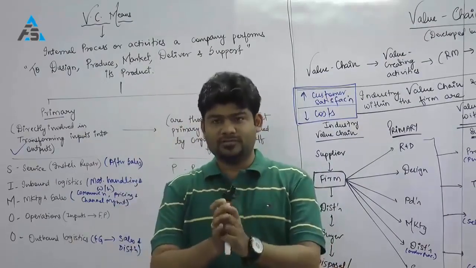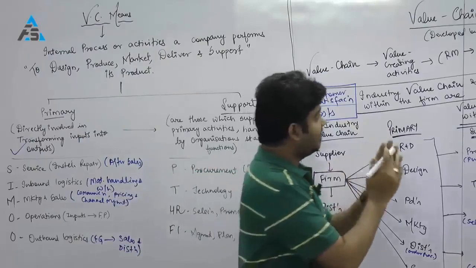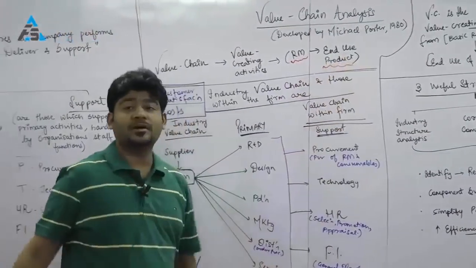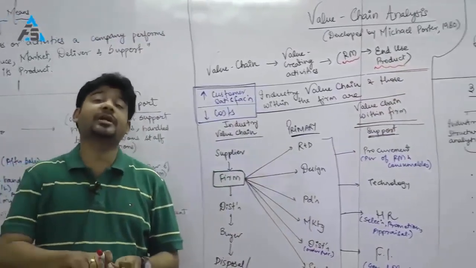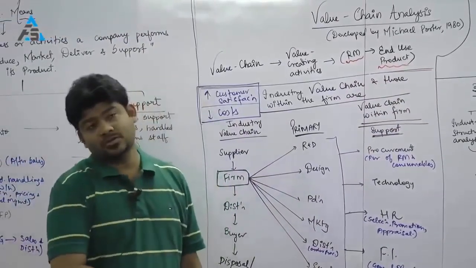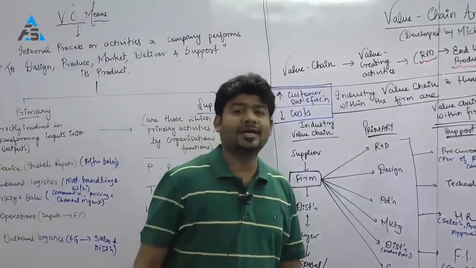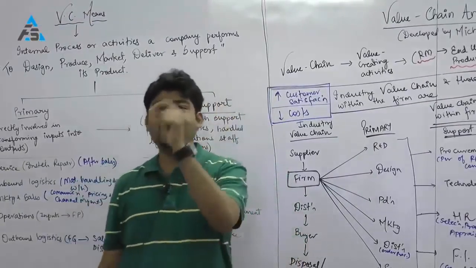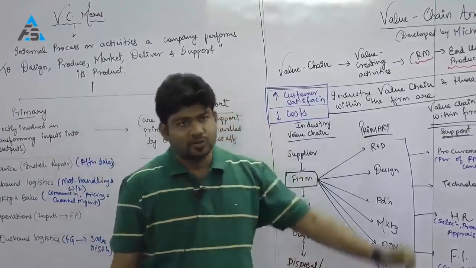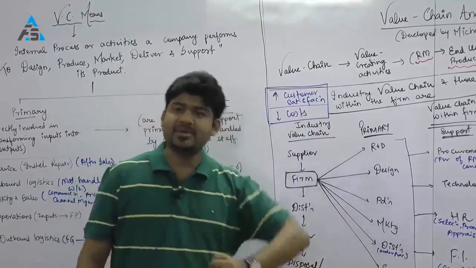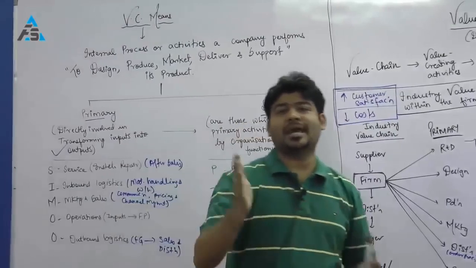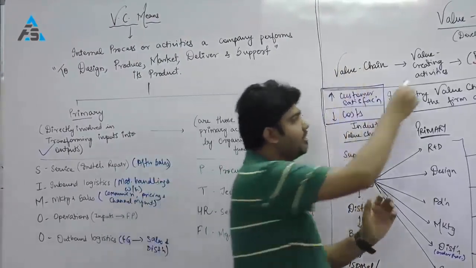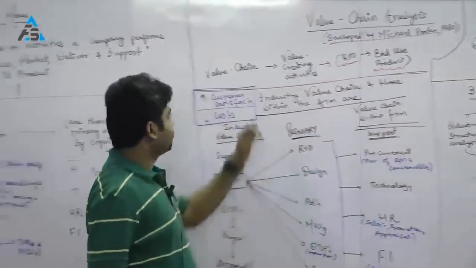So, how does this work? This starts with a raw material and ends with the final product. And again, I am telling you, it does not end with the final product. It is inclusive of after sales service as well. So, at every point in time, there is a value addition to the product. How that value addition can be improved, how it can be cost optimized, is what value chain analysis is about. It was developed by Mr. Michael Porter.